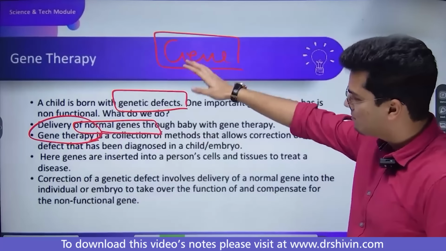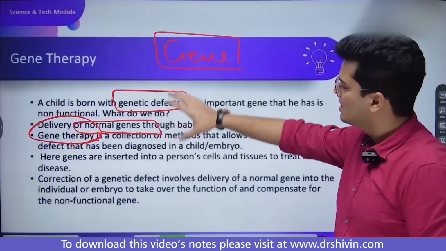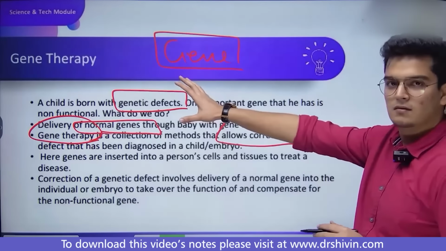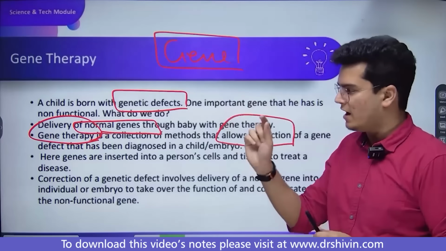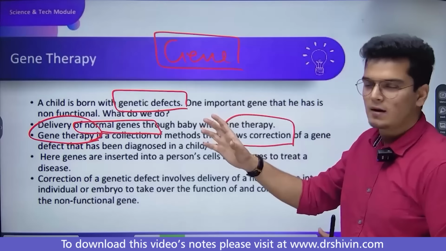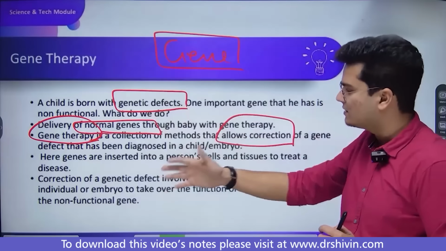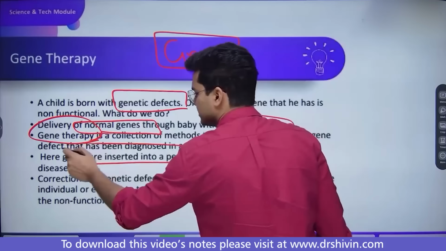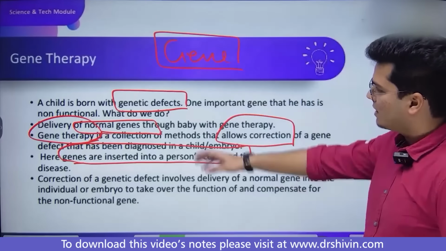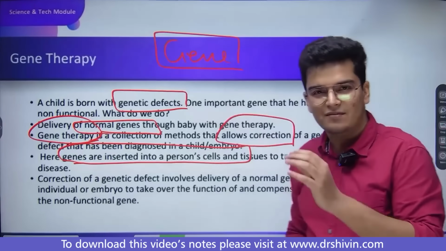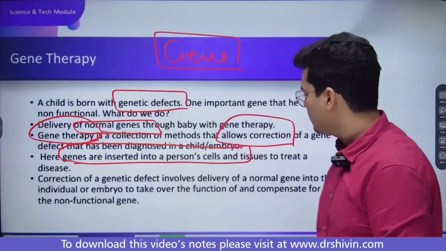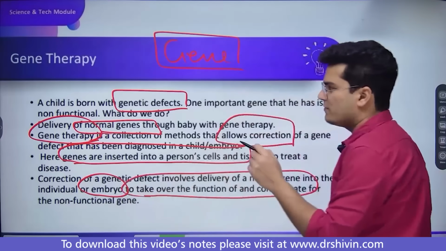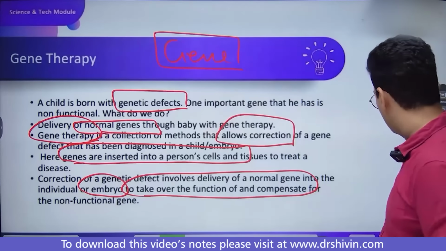Gene therapy is a, मतलब बहुत सारे methods हैं इसमें, अभी हम discuss करेंगे. It is a collection of methods that allow for the correction of a genetic defect. You diagnose that this child does not have some gene or the genes are not functioning properly. I can give a gene from outside, correct that defect. Okay. Genes are inserted into a person's cells to correct the defect. Correction of genetic defect will involve what? Delivery of normal gene to the cell. Normal gene has to be delivered to the individual to take over the function of the defective gene. This is gene therapy. How is it done? We'll see.